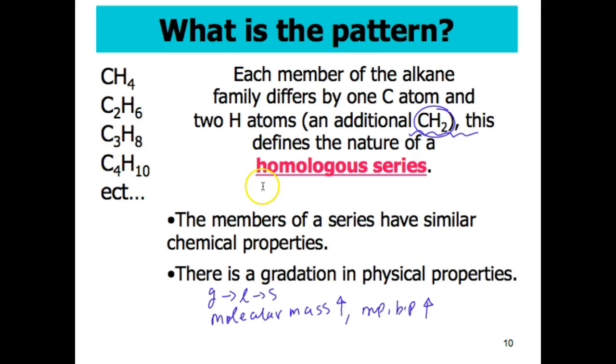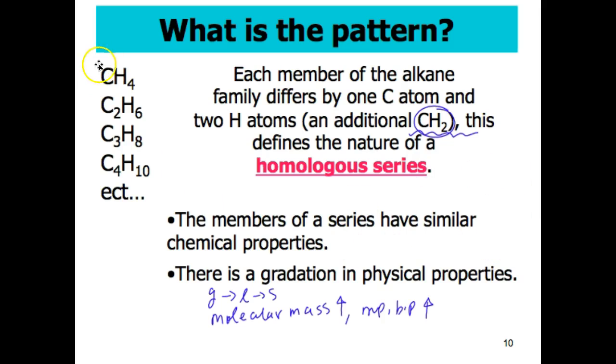Hydrogens going up by 2. So every member of this alkane series differs by a CH2, and that's what defines a homologous series. Every additional member will go up by a carbon and 2 hydrogens. All these compounds have similar chemical properties.